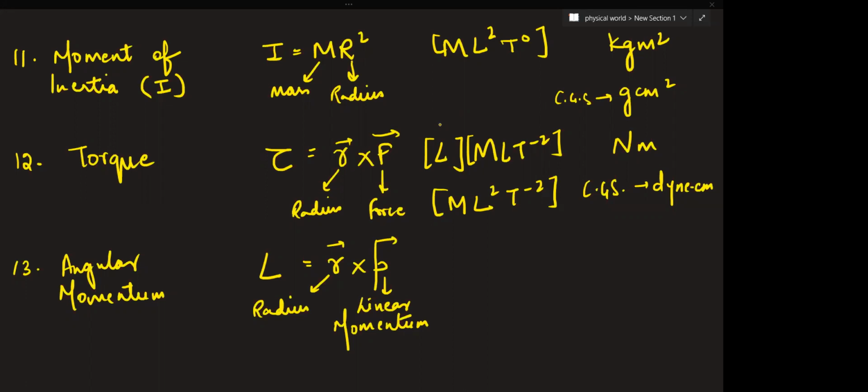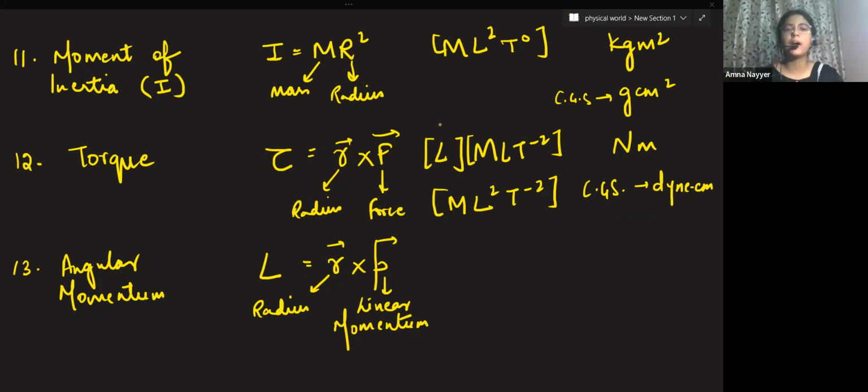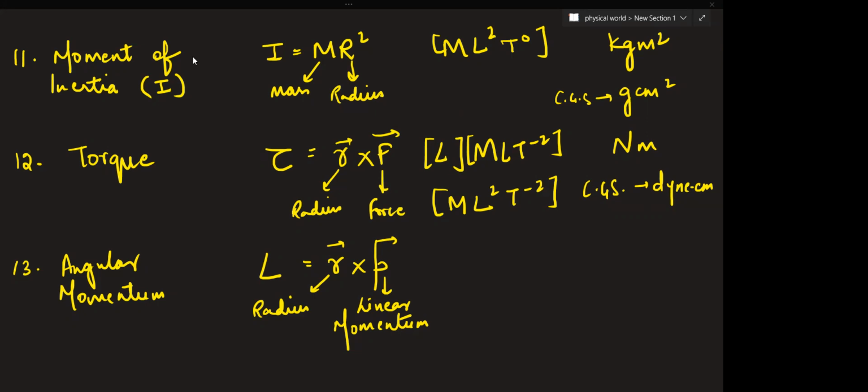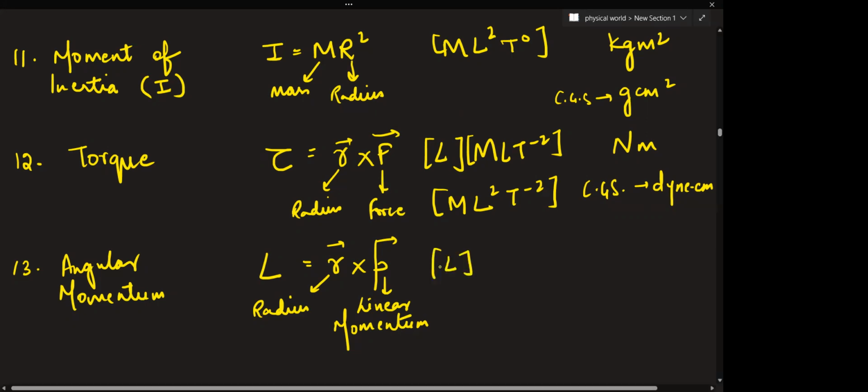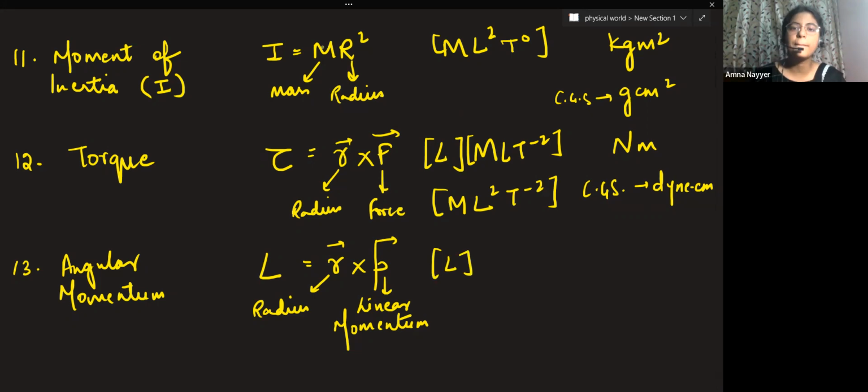Ma'am, it's M to the power 1, L to the power 2, and T to the power minus 1. Yes, perfect. M to the power 1, L to the power 2, T to the power minus 1. Good enough. See, how will we write it? R is written for the length that you have. Perfect. Good. So SI unit also, both of you tell me.